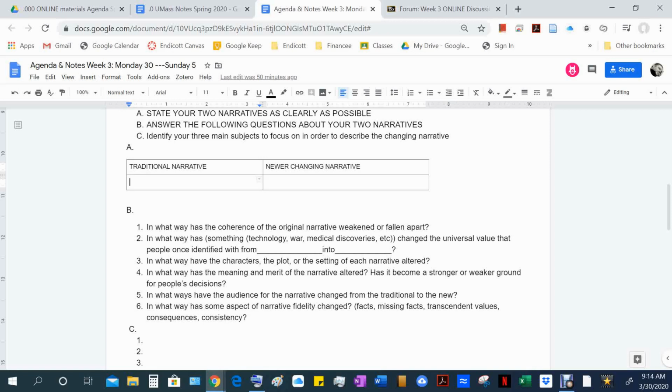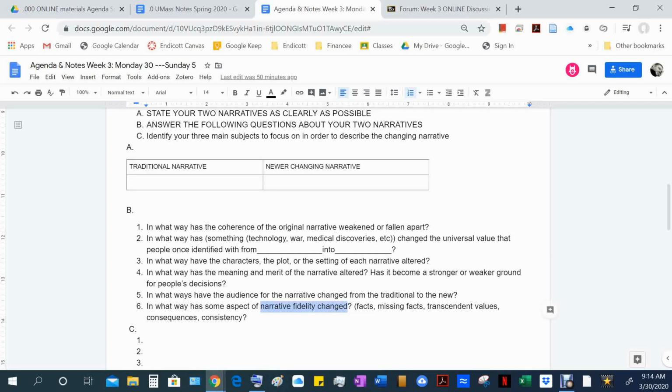And then the last one is in what ways has some aspect of the narrative fidelity changed? So remember, narrative fidelity in the narrative paradigm basically means facts have changed, or values have changed, or consequences have changed, consistency, something has changed.